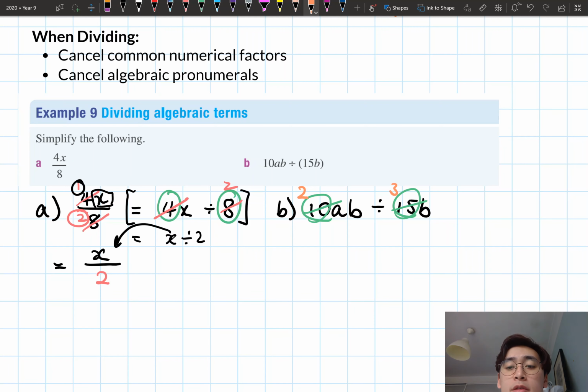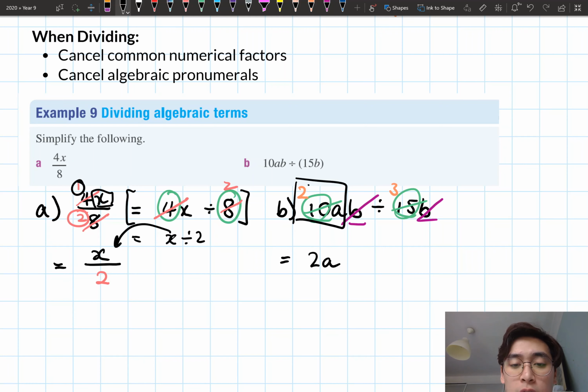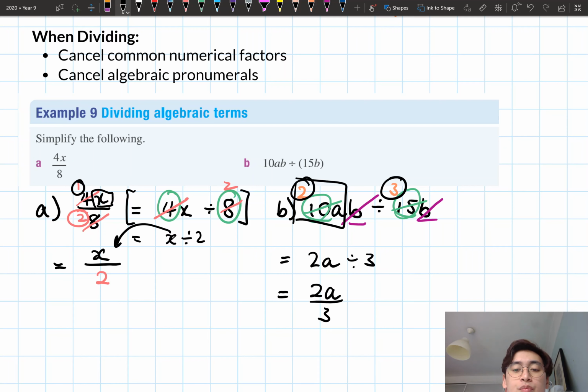So let's have a look here. I've got ab in the first term, and I've got b in the second term. What is a common algebraic pronumeral factor that I can take out? Well, if you have a look, both of them have b's. So what I can do is cancel out the b's here. And so what I'm left with is 2 at the top here, and I've got an a still left over, divided by the 3 left over here. Now how I like writing that, as I said before, is as a fraction. So I'm going to write this as 2a over 3.